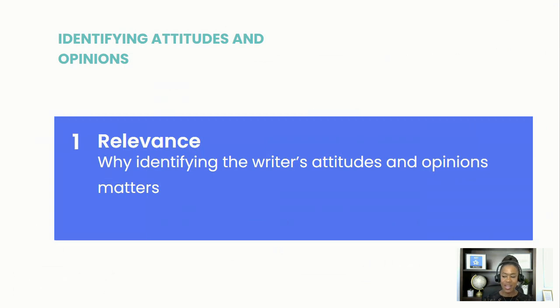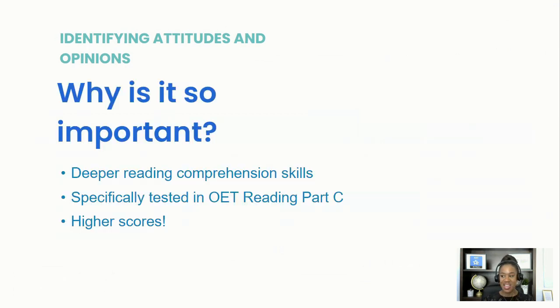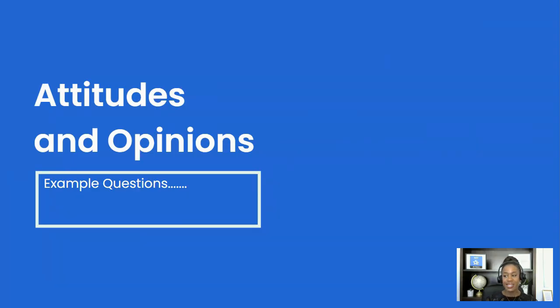So, first of all, let's go back to relevance. Why identifying the writer's attitudes and opinions matters? Well, the main reason is because once you can do this, you will have a deeper level of reading comprehension skills. It is specifically tested for in OET Reading Part C. So, of course, if you can do it well, your score will be higher. I'm going to give you a few example questions that relate to the writer's attitudes and opinions.